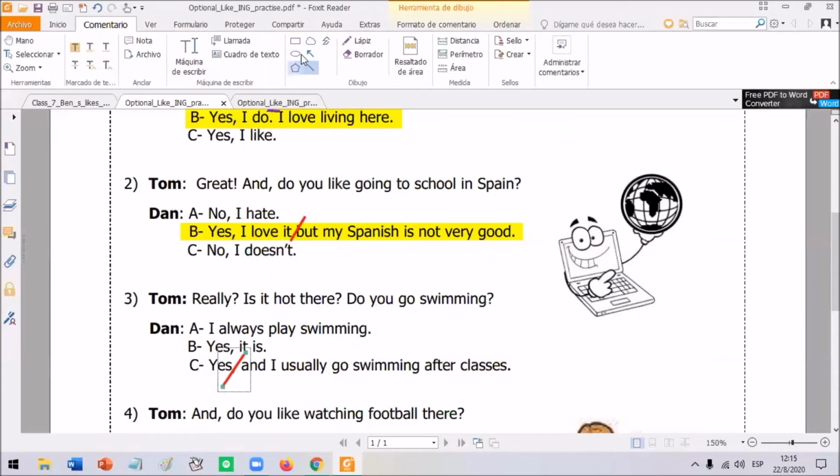Yes, por un lado, responde a la primera pregunta que se hizo. Is it hot there? Okay. Ese yes responde a esa pregunta, la primera. Y la segunda parte, I usually go swimming after classes, está respondiendo a la segunda. Fíjense que no es una típica respuesta, no dice yes it is, yes I do. No, dice por un lado solamente yes, que a veces puede pasar, y a do you go swimming no dice yes I do, da más información. Además de decir que va a nadar, a hacer natación, dice la frecuencia, usually, y en qué momento. After classes, ¿ok? Es una respuesta más completa, no es solo un yes.